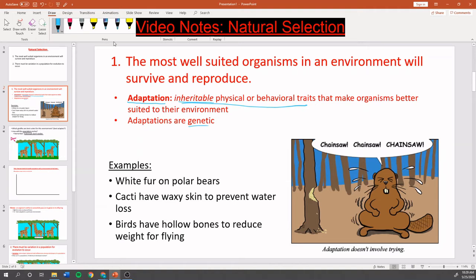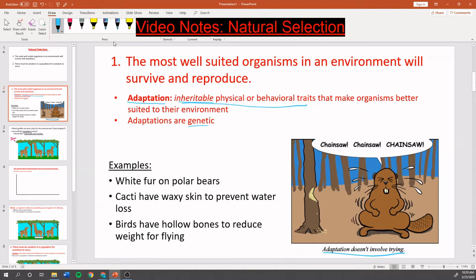So this cartoon kind of highlights this. It says adaptations doesn't involve trying. This beaver is like, please chainsaw, chainsaw, chainsaw, because maybe that will help him. But that wouldn't be an adaptation, and that's not how adaptations occur, right?